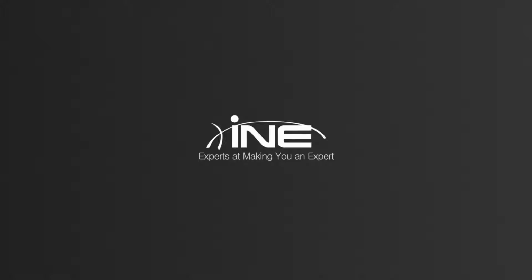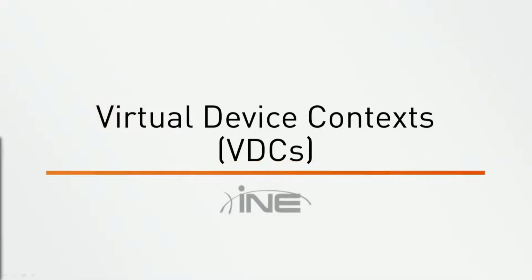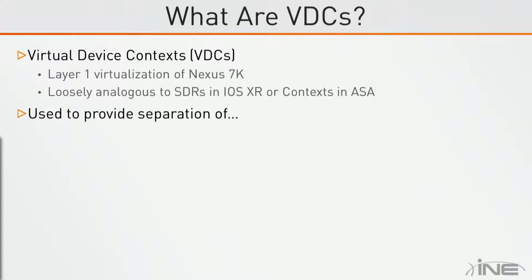In our next section, we're going to look at virtual device contexts, or VDCs, on the Nexus 7Ks, which are a way to do virtualization from the layer 1 point of view of the physical chassis. Now, we'll see the overall idea with the virtual device context, or the VDC, is that we're trying to split up a physical chassis into multiple logical units.